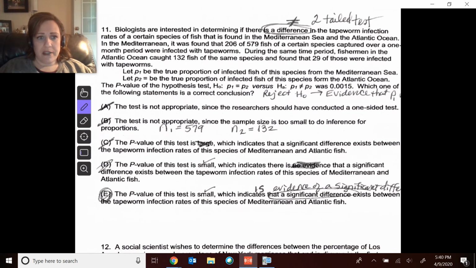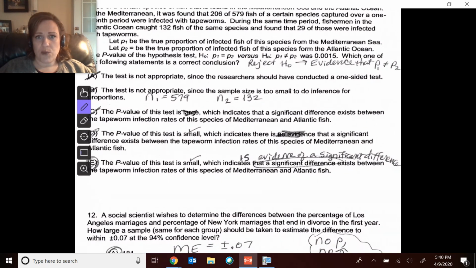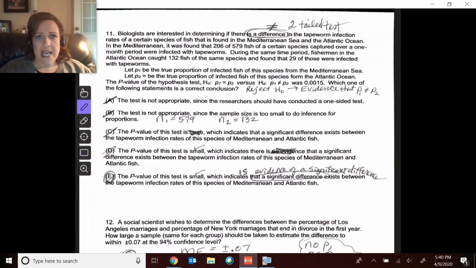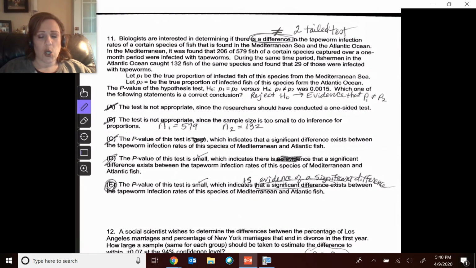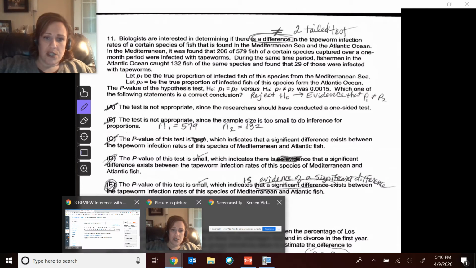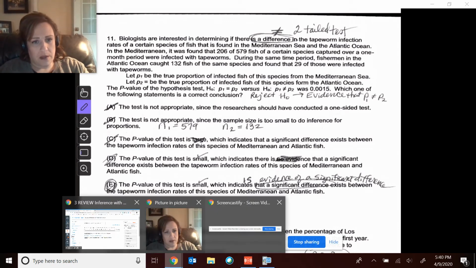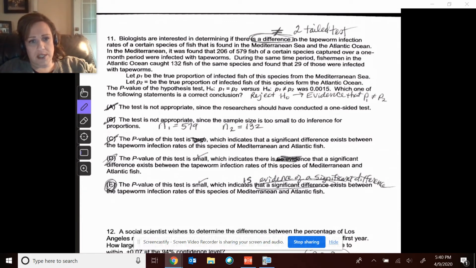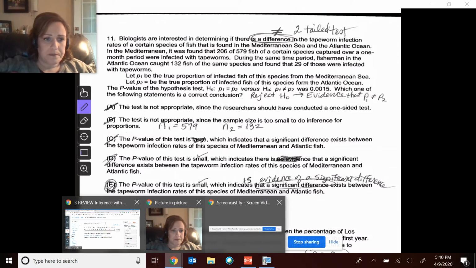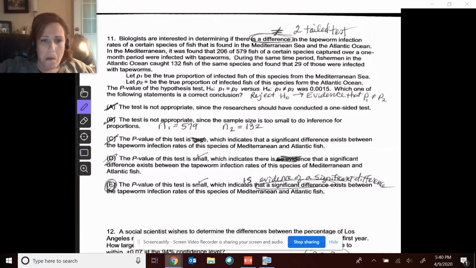Number 11. This was a situation where we had a 2-tailed test. We were asking which is a correct conclusion. Let's see here. If I can pause this, I don't know. All right, we're just going to keep going.